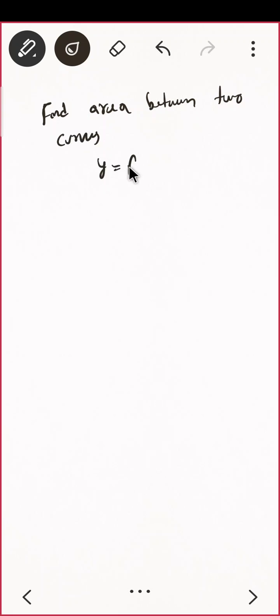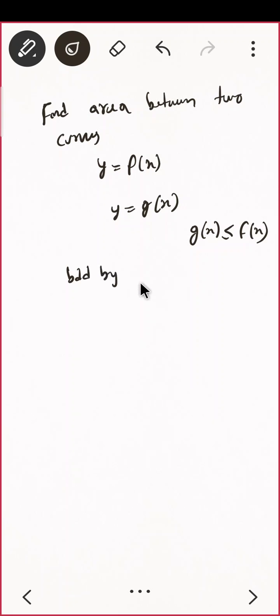Now we have to find area between two curves. Suppose the question is find area between two curves, that is, say y is equal to f of x and y is equal to g of x, where g of x is less than or equal to f of x for all x, and bounded by x equal to a and x equal to b.